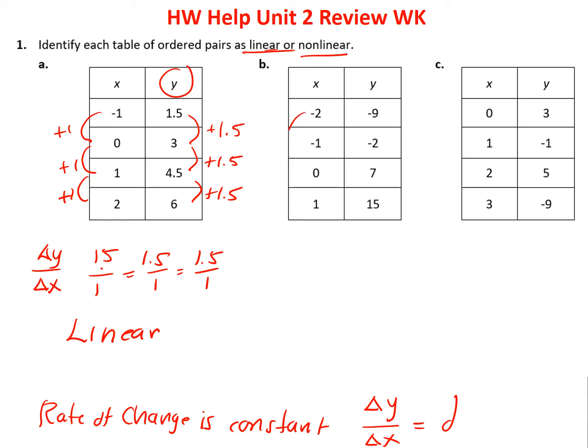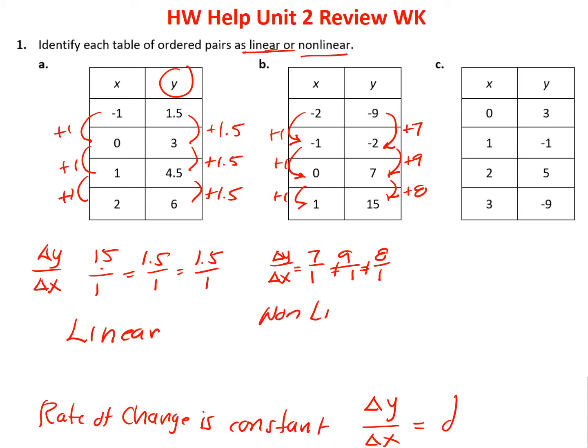Now you notice the next one, again, here we're simply going up by 1. Makes it easy to see what's happening here. And here, notice to go from minus 9 to minus 2 is to add 7. And then from here to here, you're going to add 7 plus 2, so you went up 9. And then here from 7 to 15, you went up 8. So in this case, the change in y over the change in x is 7 over 1, and 9 over 1, and 8 over 1, and those do not equal each other. So this is non-linear.